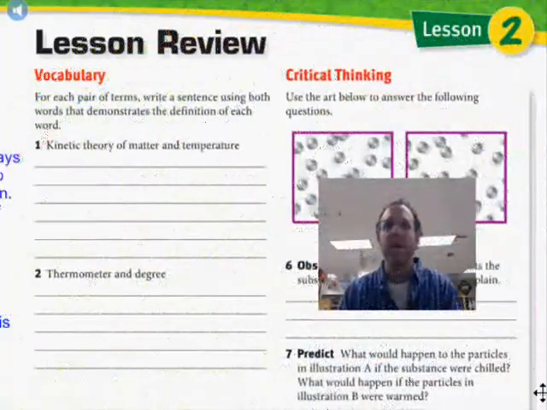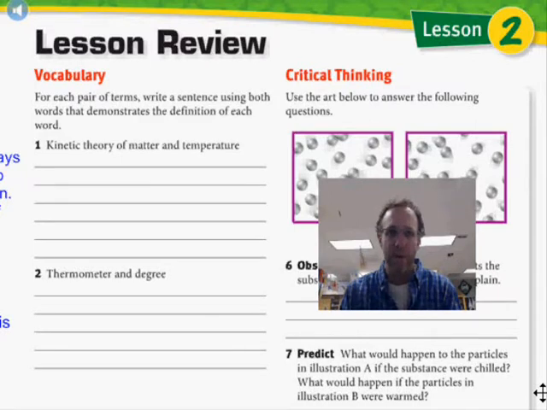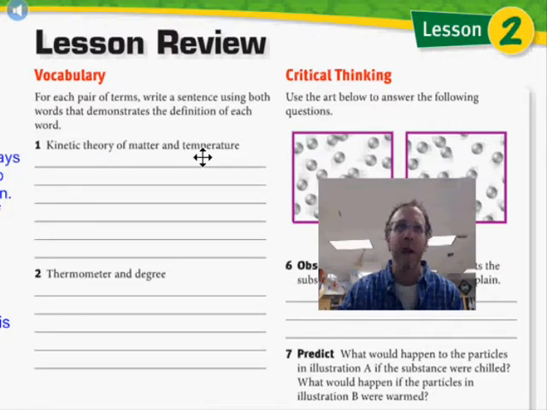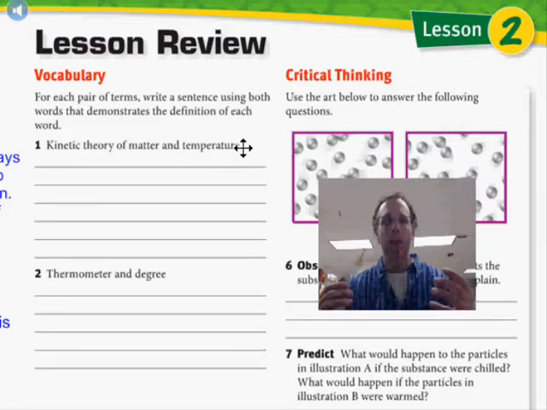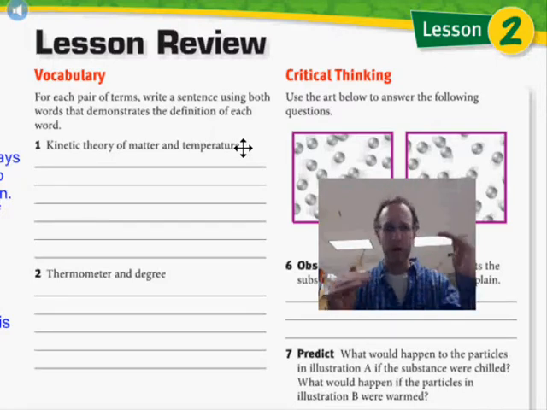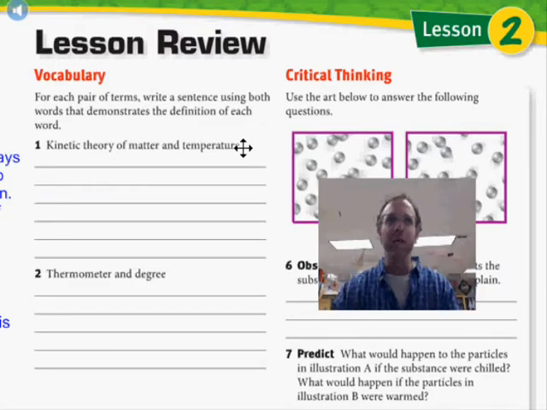Leave me be. Please turn to page 119 of your textbook and we're going to go over your lesson review. Questions 1 and 2 ask you to look at some vocabulary words and write a sentence using both of those vocabulary words that demonstrates your knowledge of each of those words. The first word is kinetic theory of matter. The second word is temperature. Kinetic theory of matter states that all molecules, no matter what temperature they're at, are in motion. And temperature is a measure of the average motion taking place.